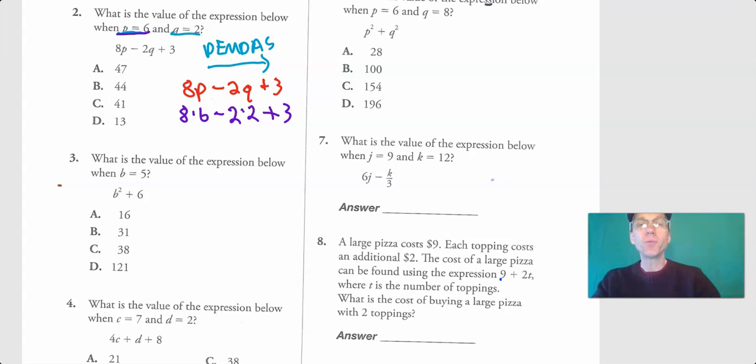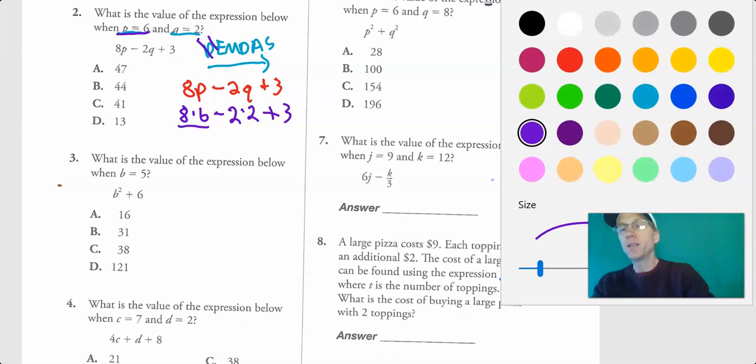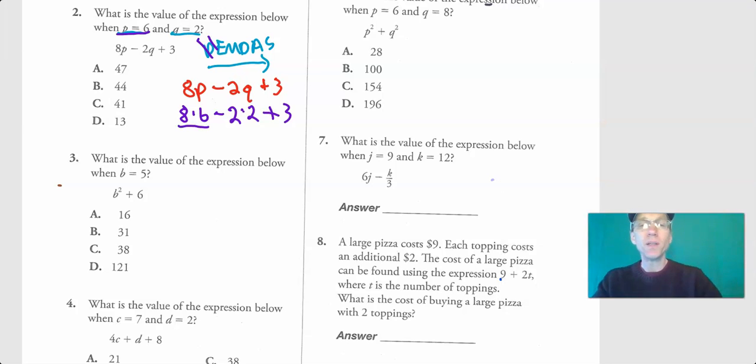Okay, so we have no parentheses, no exponents, but we have multiplication. So let's do that first. 8 times 6, and that is 48. 6 times 8 is 48. And we just copy down, minus 2 times 2 plus 3. So going from left to right, we still have multiplication, so we do multiplication.